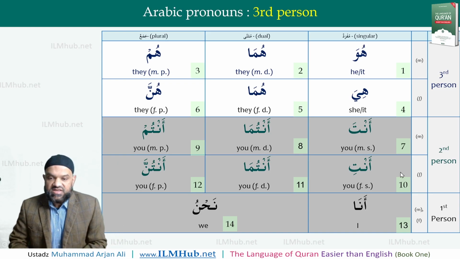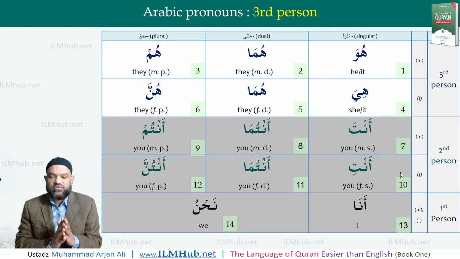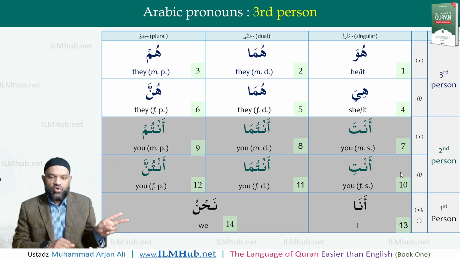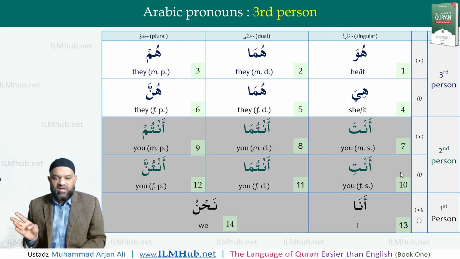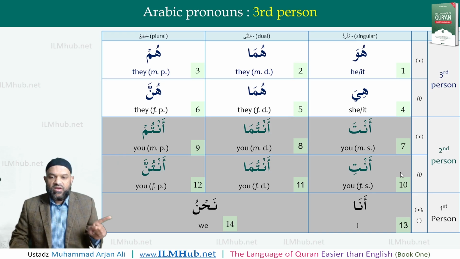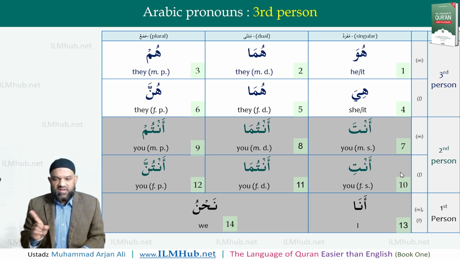Now let's practice the six of them together, inshallah. The third person pronouns. Huwa, huma, hum. Hiya, huma, hunna. So I'm going to do the whole six. Huwa, huma, hum. Hiya, huma, hunna.